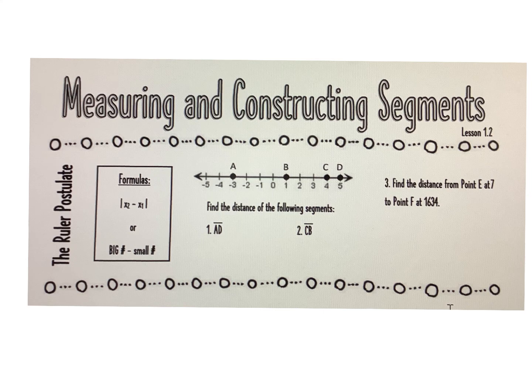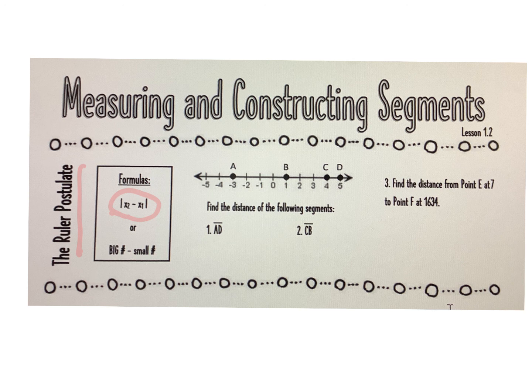Today we're going to measure and construct segments, lesson 1.2. The first thing we're going to do is the ruler postulate, as you can see over here. We're going to be using the absolute value. Remember, the absolute value is the distance away from 0.